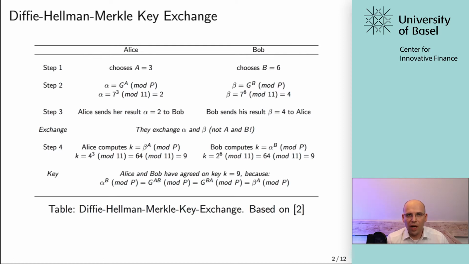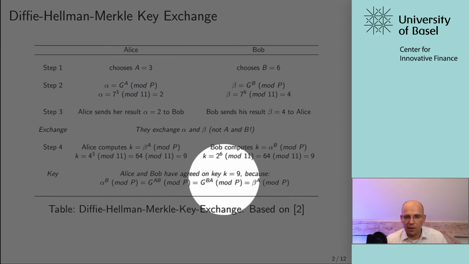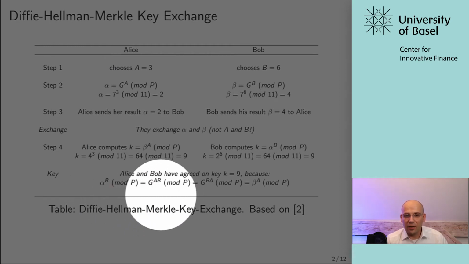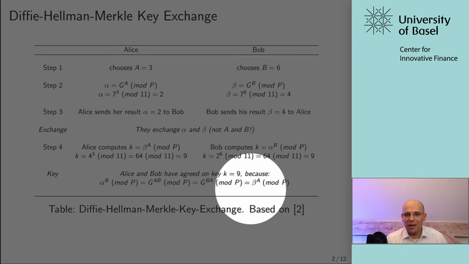They didn't have to share any information that would allow Eve, the eavesdropper, to come up with this number, because it's always a combination of some private information they kept to their own, and the information that was exchanged through the public channel. And obviously Eve doesn't have access to the private information. So the key, as I said, they end up with the same key, in this case 9, because alpha to the power of B mod P equals generator to the power of AB mod P equals generator to the power of BA mod P equals beta to the power of A mod P.